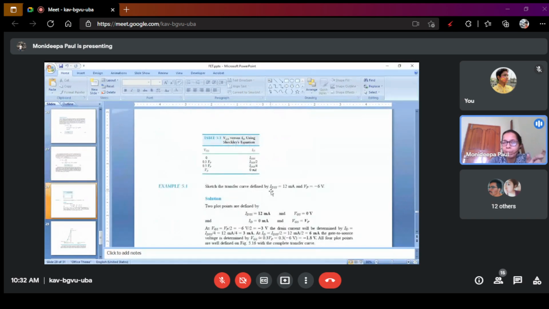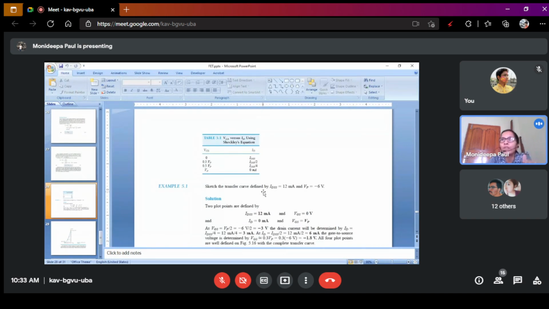But in this numerical problem, the given quantity is IDSS. IDSS is 12 milliampere means when VGS is equal to 0, we get IDSS is 12 milliampere. VP is equal to minus 6 volt means this is the pinch-off voltage for that particular FET. If we apply VGS is equal to VP in that FET, then we get ID is equal to 0. So we write down these two conditions from the given quantities of the numerical problem.